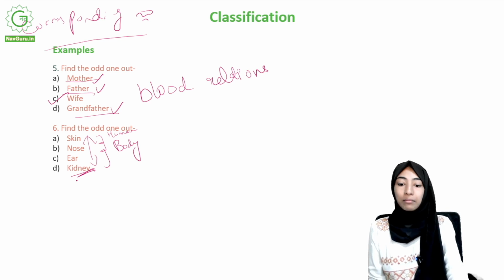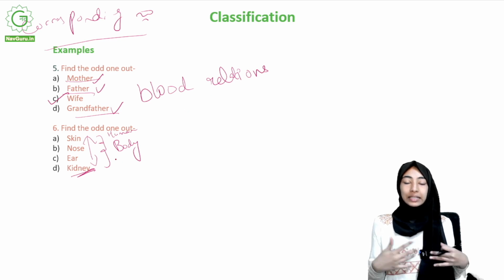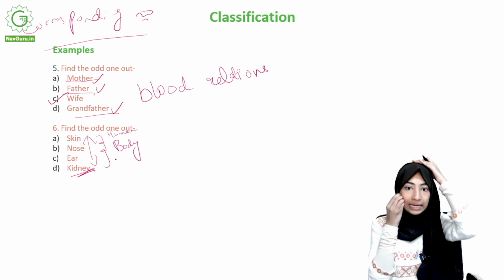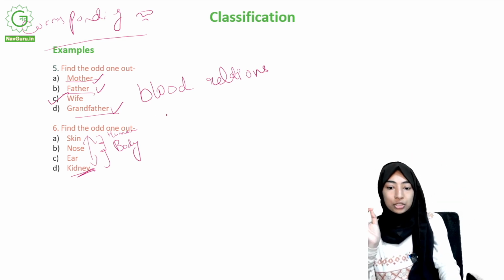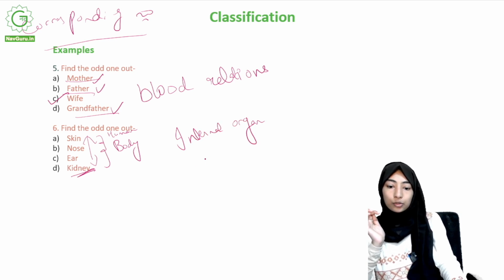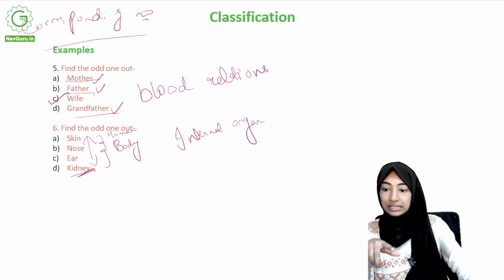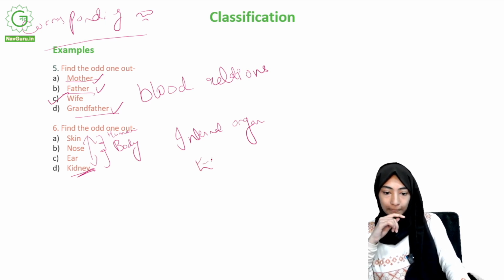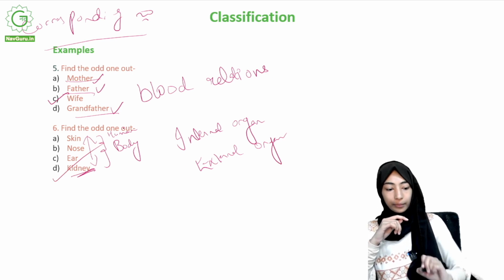No. Why? Because the kidney is something that's inside the person. The other three are not inside, right? The actual term is that kidney is an internal organ. Skin, nose, and ear are external organs, and kidney is an internal organ, so kidney is the odd one out. Okay.